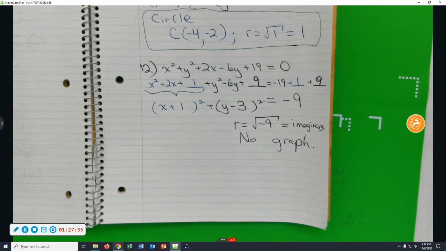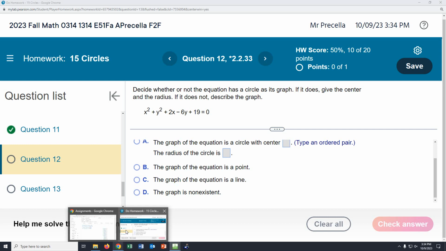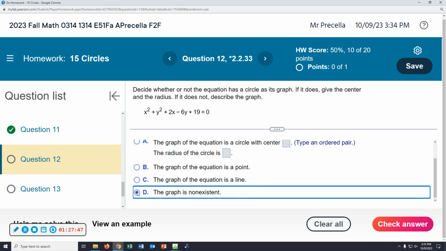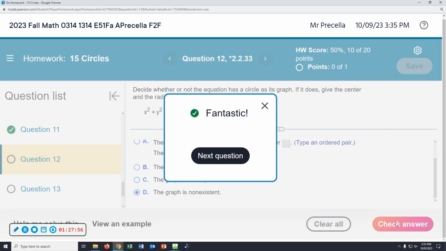So you come over to problem number 12. And once again, they're not saying there is no graph. They're trying to be fancy. The graph is non-existent. I think they wanted every sentence to begin with "the graph." That's why they would say something so silly. It's non-existent. Any questions there?